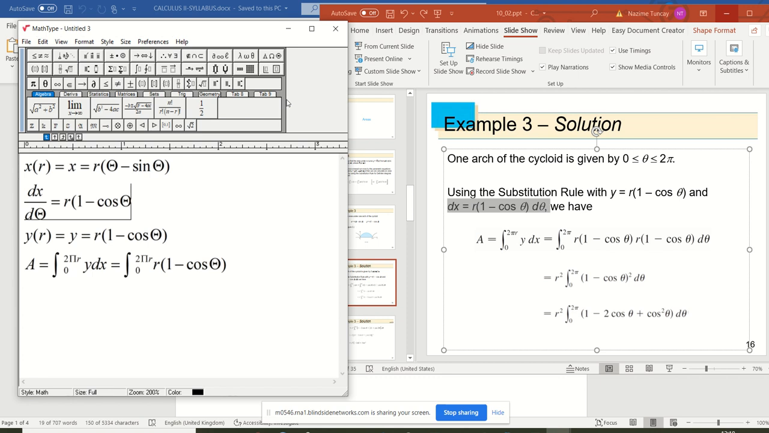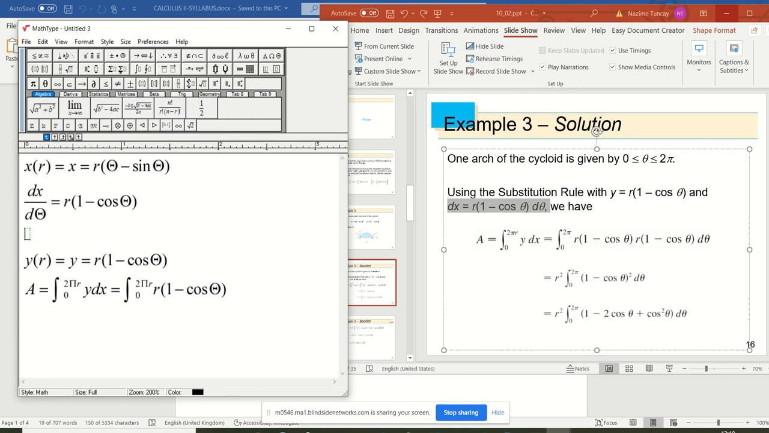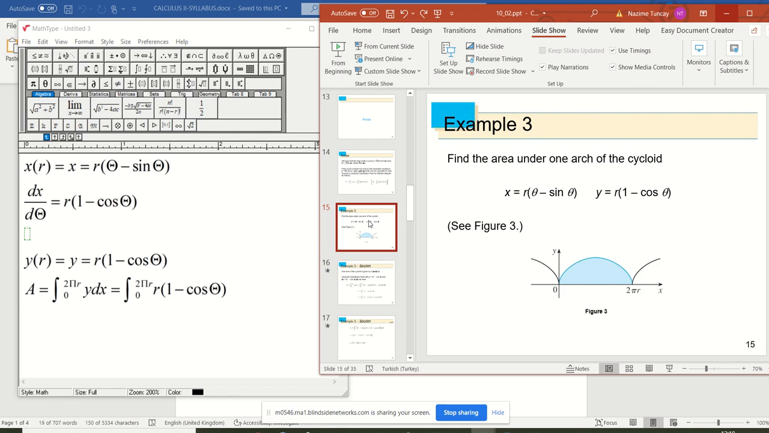Yes, I write it cosine theta, and this is the derivative of x with respect to theta. What I do here, the equation gave me, from the beginning, here is the equation. It gave me two formulas. This is the question. It will be given to you in your examinations also.